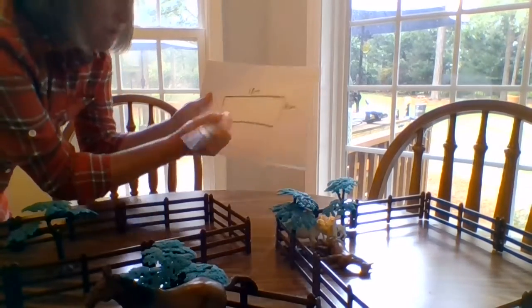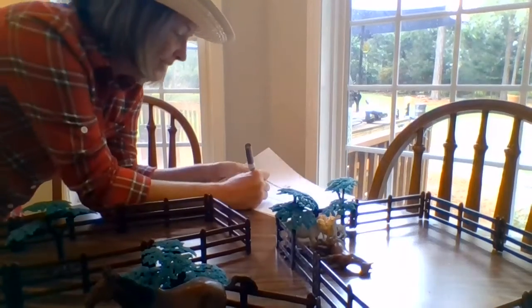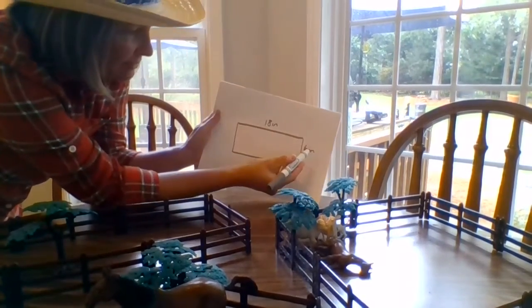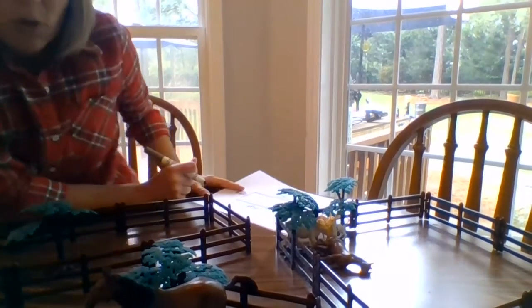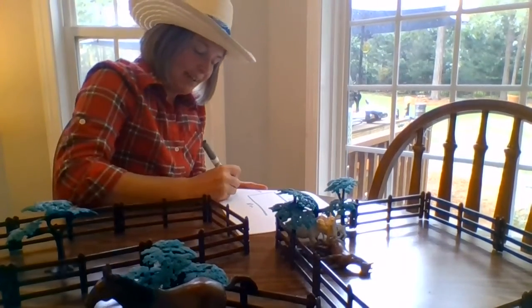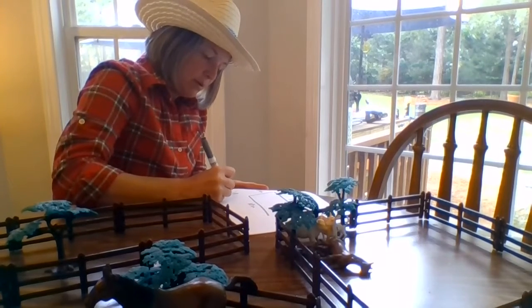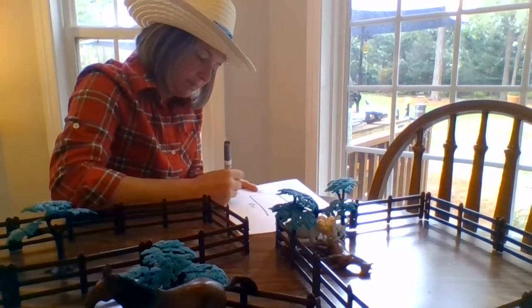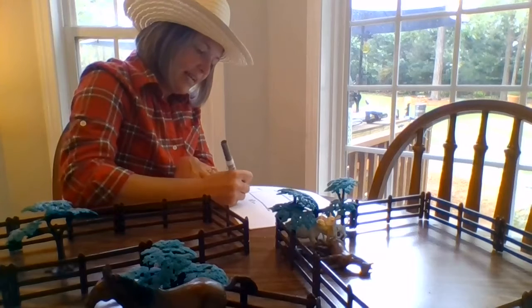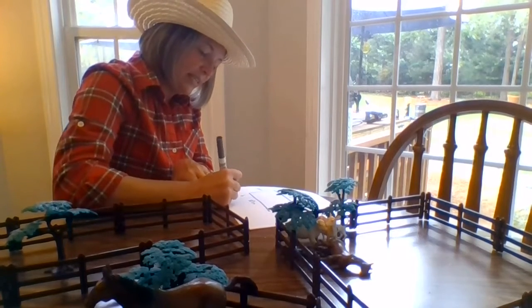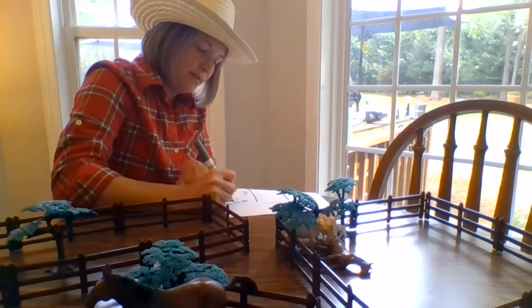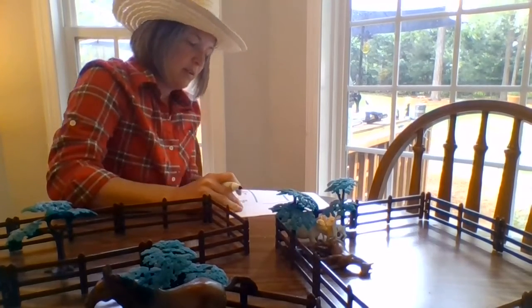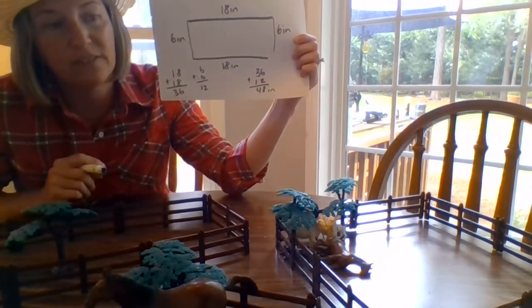Remember what we talked about. If this is 18, this is also 18. And if this is 6, this is also 6. So now I'm going to add all of my sides. I have 18 plus 18 is 36. And I have 6 plus 6 is 12. 36 plus 12 is 48. The perimeter of that is 48 inches.